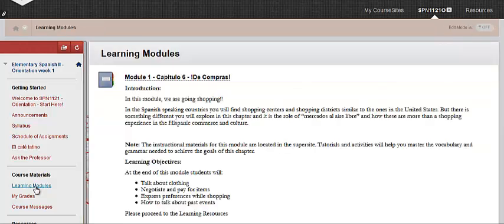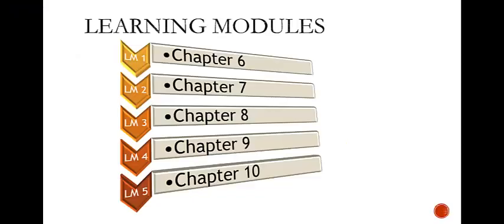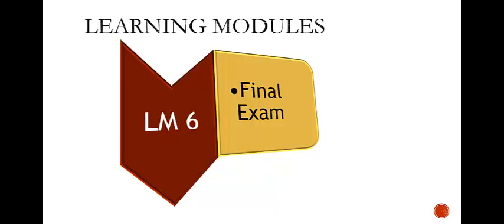The next major section is course materials, and the first section listed is learning modules. The learning modules contain the sequence of events that you will need to follow in order to complete all requirements for this course. It contains 6 modules covering 5 chapters of the book Aventuras. The modules are divided as follows. Modules 1 through 5 will cover chapters 6 through 10, and Module 6 is devoted entirely to the final exam.